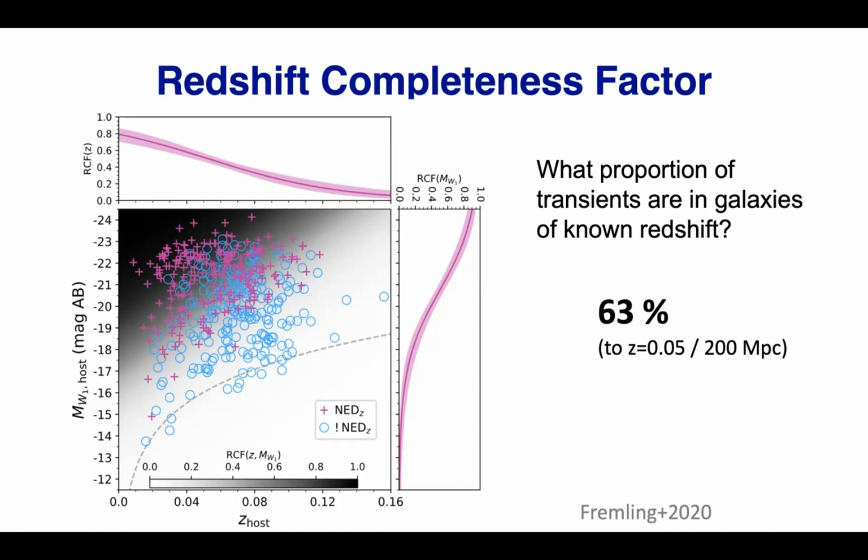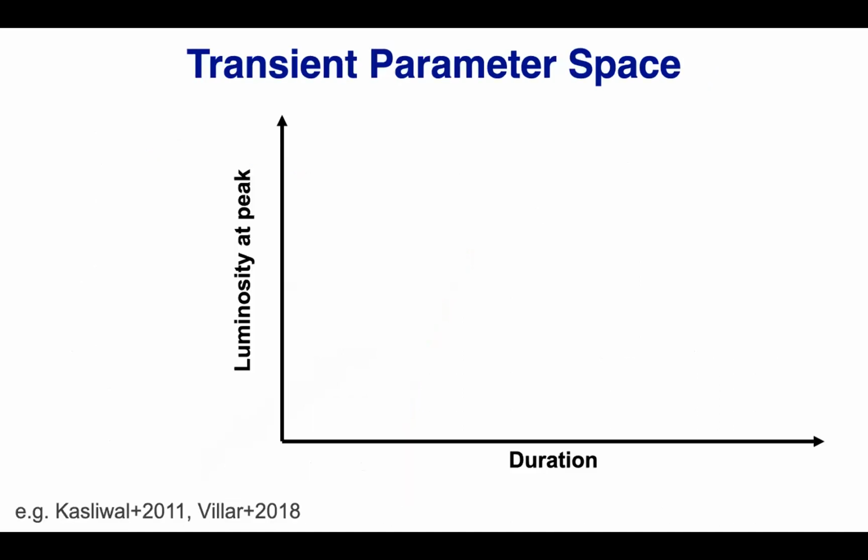All right, so that's one simple thing we can do, and that's the first thing we tried to measure with the survey. But you can do much, much more. You can explore all sorts of different things of the types that I mentioned: rates, parameters, et cetera. One of the things that we did next, after completing this redshift completeness factor calculation, was to do a little bit of exploration of what we call the transient parameter space.